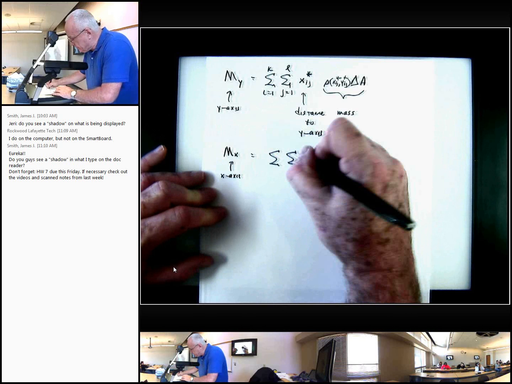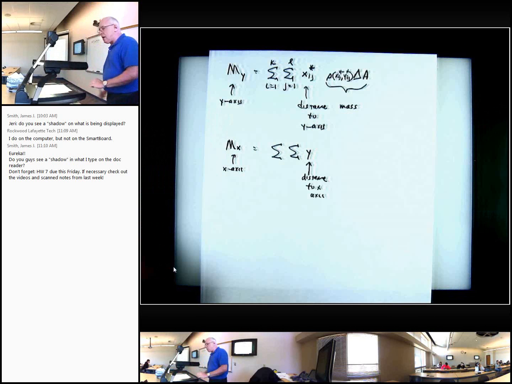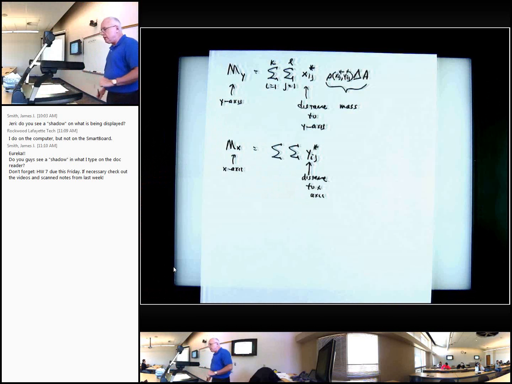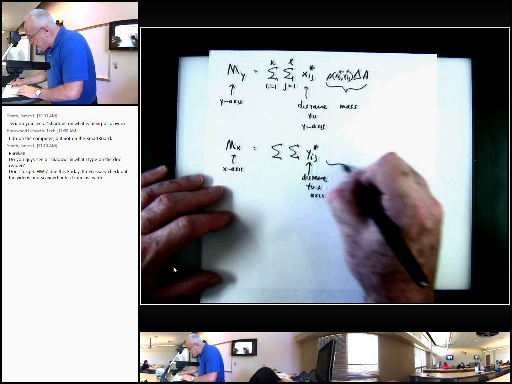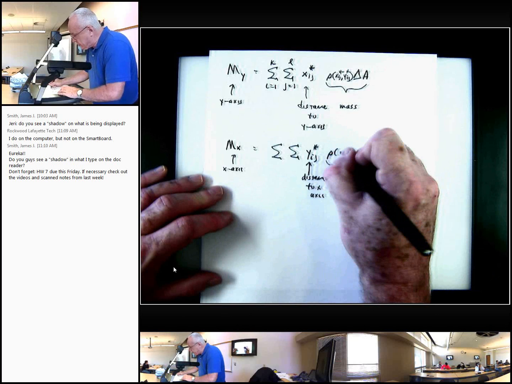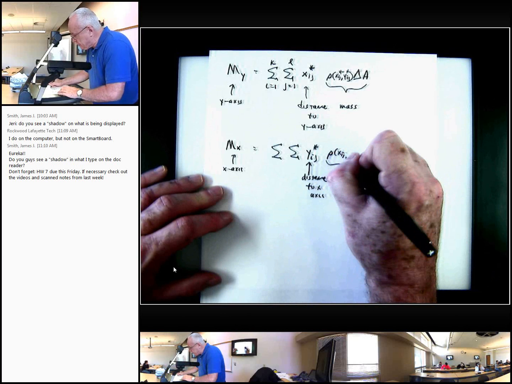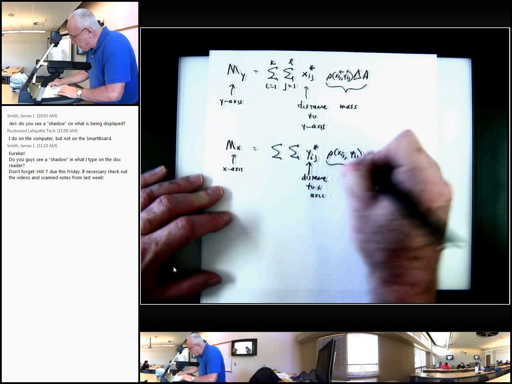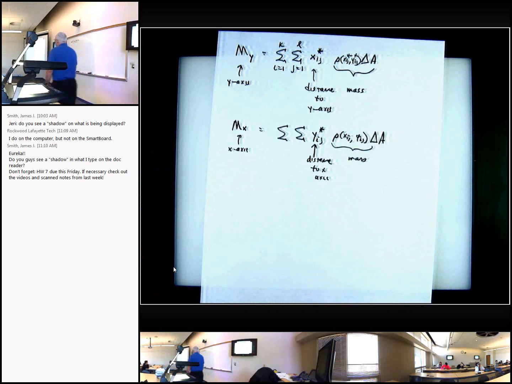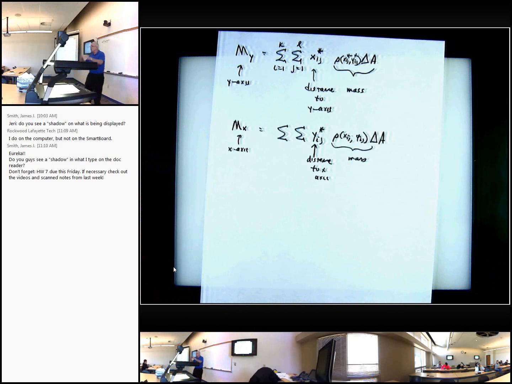The distances to the x-axis are the y-coordinates, y_ij, in each of those rectangles. And again, it's times the mass. Well, the mass is the same thing. It's the density at each of these points times the area. All right. So what we have are these double summations. As we take the limits where the rectangles get smaller and smaller, we obtain a double integral.